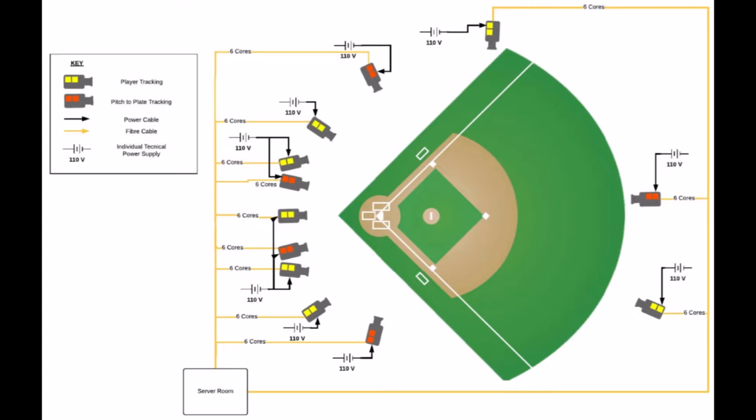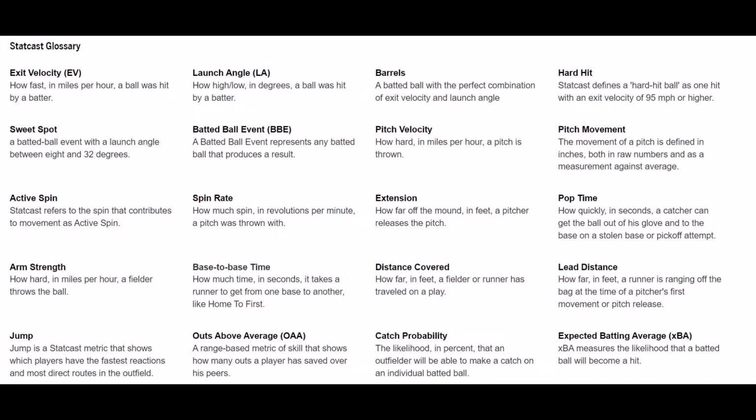It is based on binocular vision, like how our eyes work. Each club has 12 Hawkeye cameras arrayed around its ballpark. 5 focus on pitch tracking, the other 7 track players and batted balls. The information is relayed to computers to record measurements and produce metrics. Some measurements include distance covered, exit velocity, launch angle, pitch velocity, and spin rate.